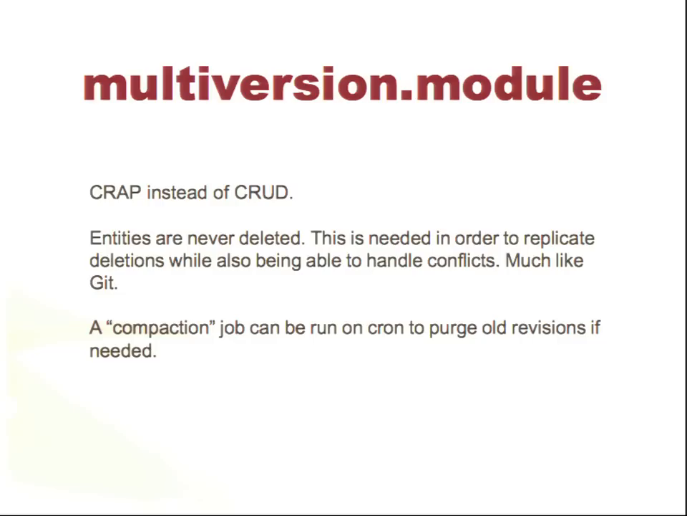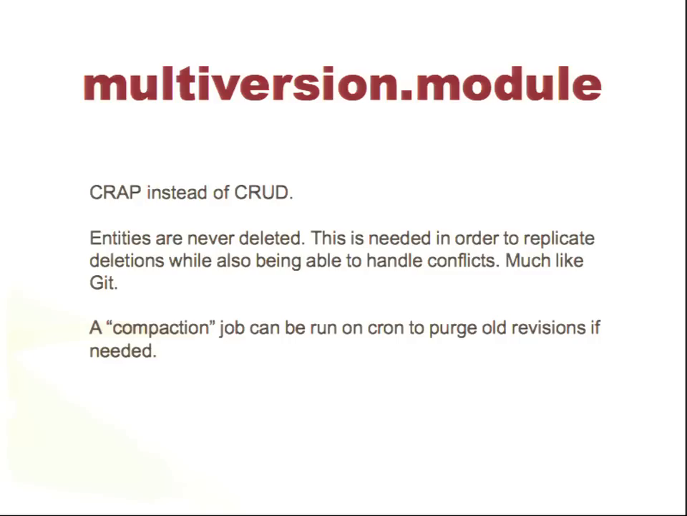So every change to an entity is a new revision. Even a delete is a new revision that just happens to be marked as deleted. This is how Git is doing it. When you delete a file in Git, it's actually not removing the file itself. It's saved as a new revision that happens to be marked as deleted. So we're changing the semantics of the entity storage here a little bit.